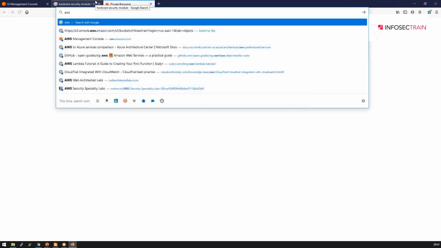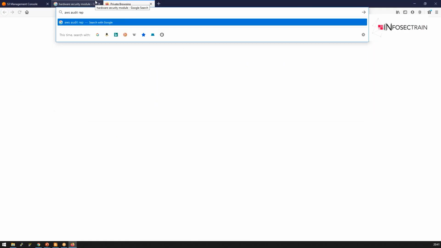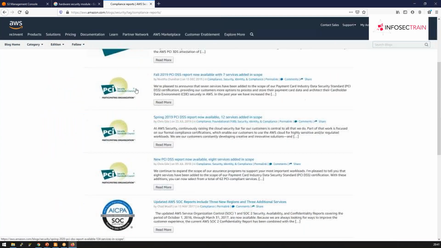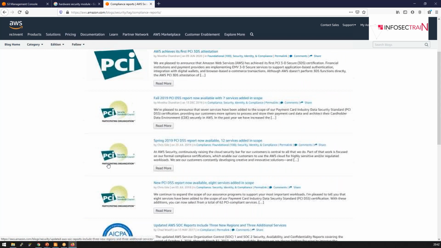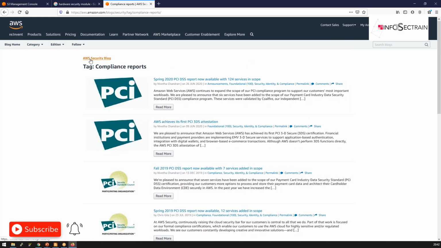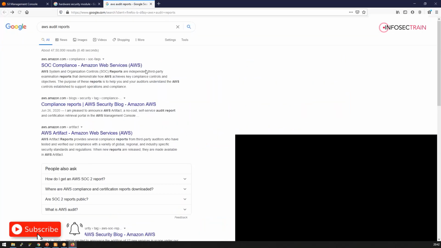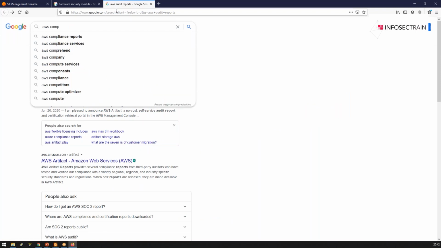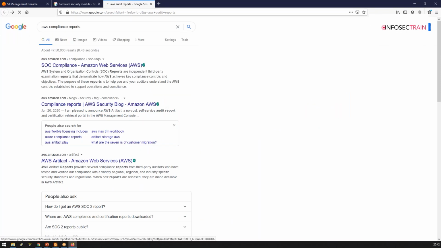See, AWS audit reports. Any cloud platform will give you audit reports. See these SOC reports, you can see a lot of reports here. See this PCI DSS, SOC reports. You can see a lot of things like this. By going through this, you will be able to understand the various compliance and audit reports provided or adopted by the cloud service provider.